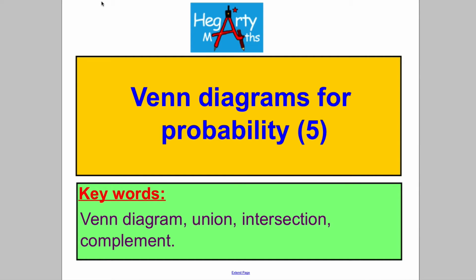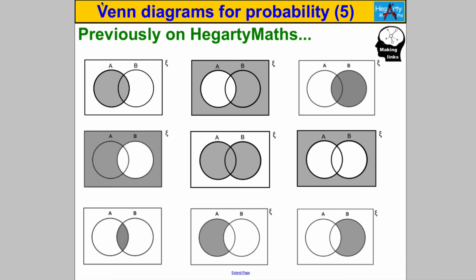It's Mr. Hegarty here, our fifth video on Venn diagrams for probability. Let's start with something I need you really familiar with for this video, and it is labeling regions on Venn diagrams. Pause the video and double check you can name each of the shaded regions in the 9 pictures below. Well, hopefully you got the following answers. If you were struggling with that, do go back to the section on set theory, which is in the building blocks.